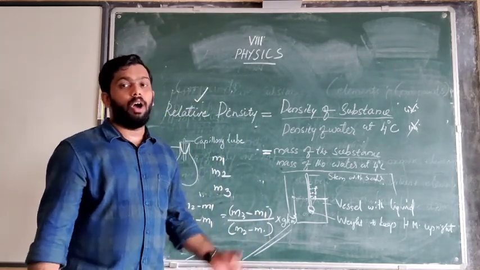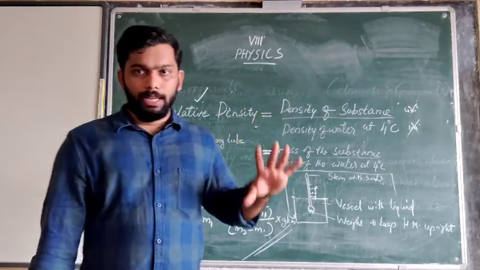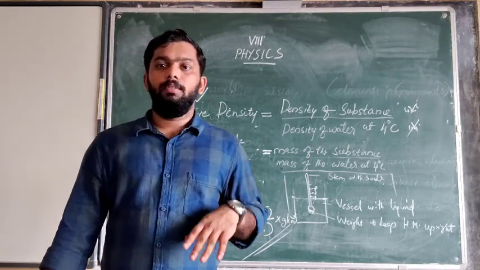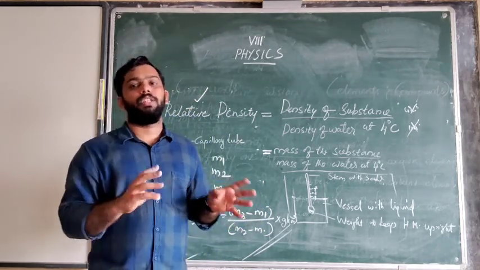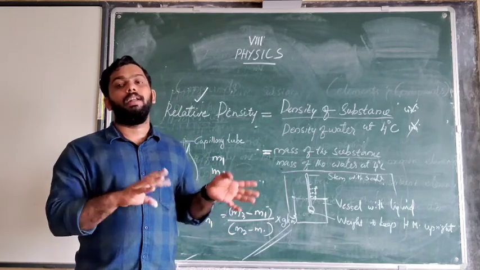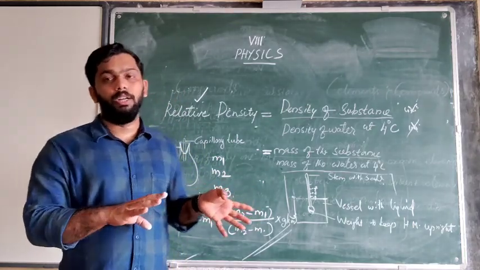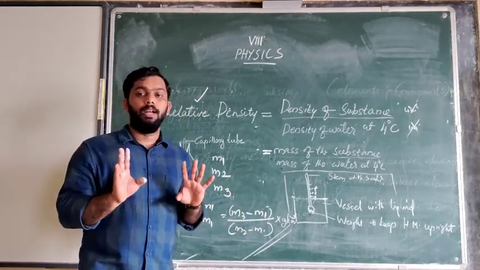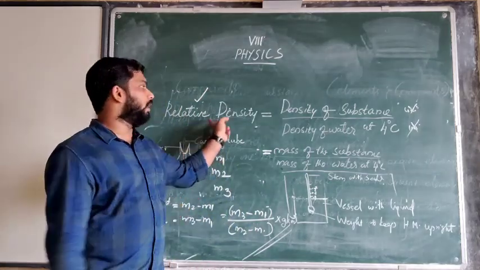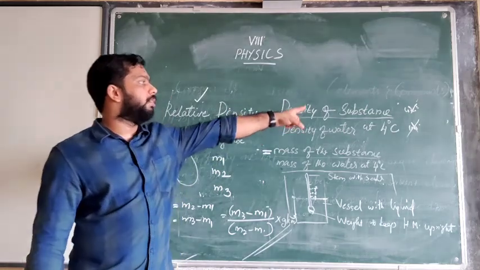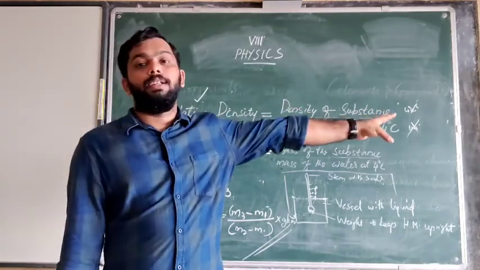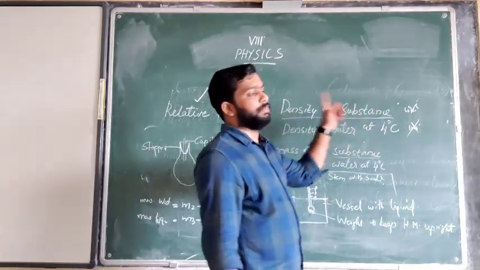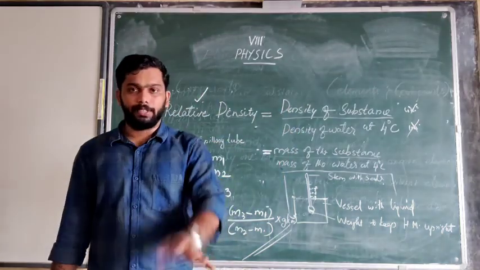We have seen how to calculate the density of a liquid by a simple method using a measuring cylinder. The volume will be known, and we are just measuring the weight of the empty cylinder and with the water or given liquid. M2 minus M1 will give the mass, divided by volume, and you find the density of the liquid. Then relative density is the ratio of the density of the substance to the density of water at 4 degrees Celsius. The density changes with respect to temperature, which we will discuss in the coming sections.